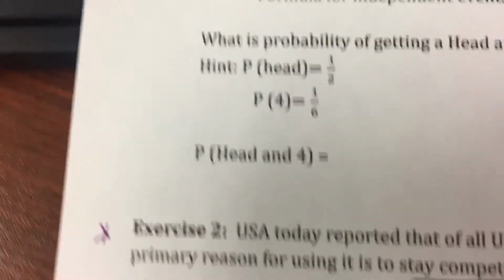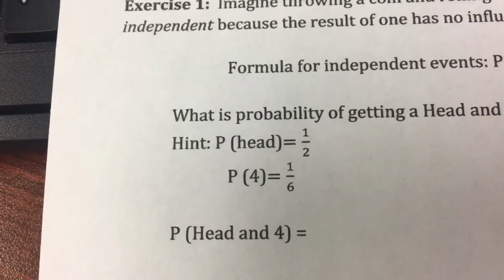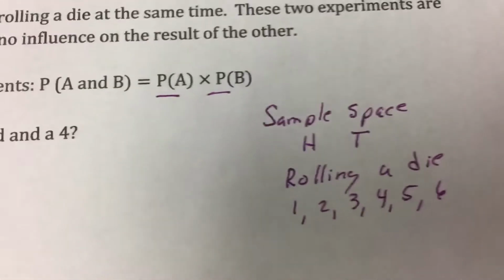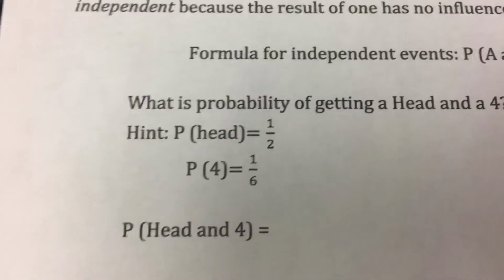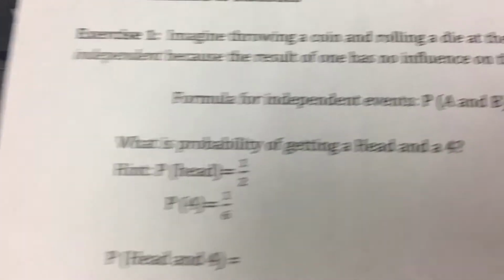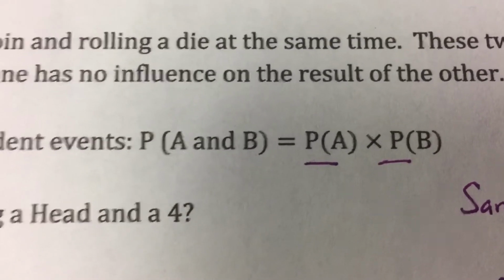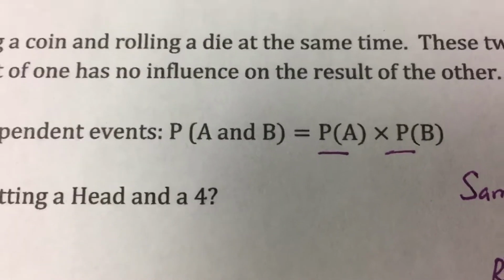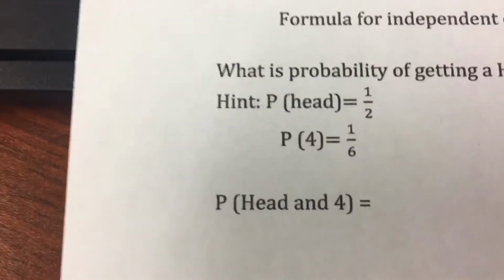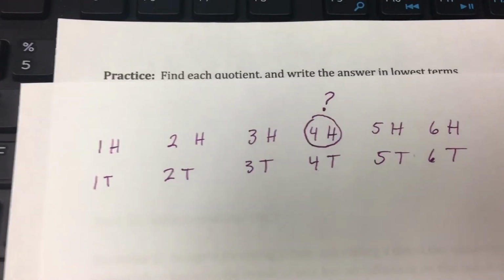So what you're going to do, they gave you a hint. They said probability of heads would be 1 out of 2. We can see that right there, 1 out of 2. Probability of getting a 4 would be 1 out of 6. And if you multiply those, it's going to give you the probability of doing both of them at the same time. And we already know what the answer is going to be based on the sample space that I just showed you. The answer will end up 1 over 6.